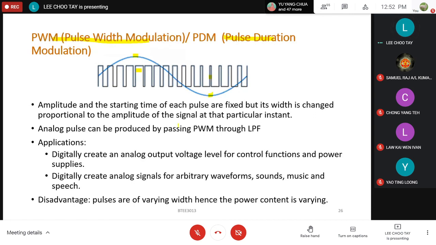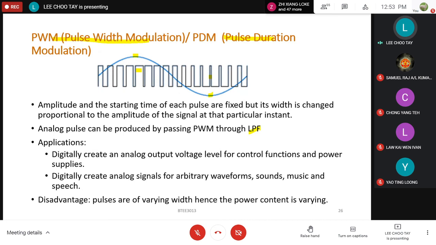And then how do we recover it? Recover it again by using low pass filtering. Okay. And where do we apply it?